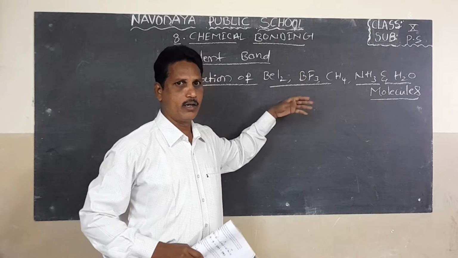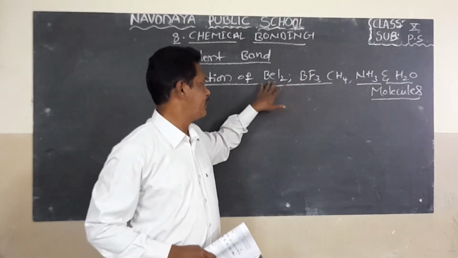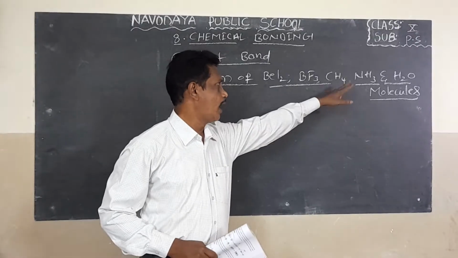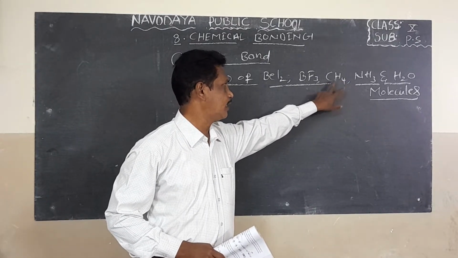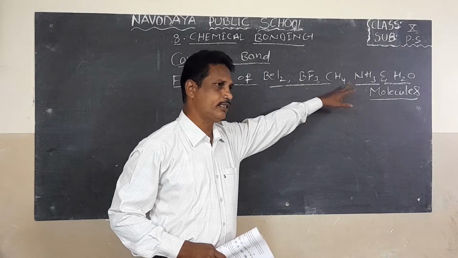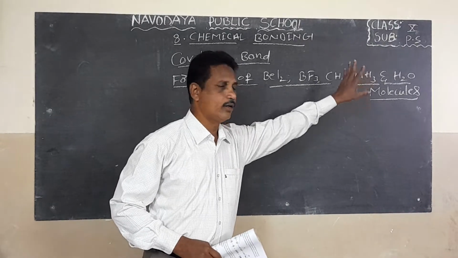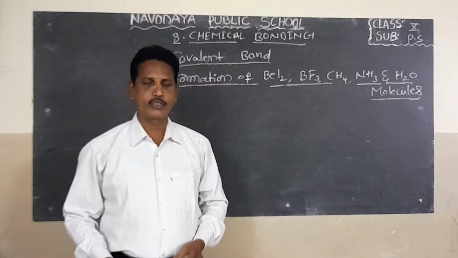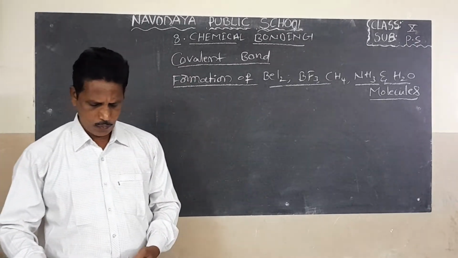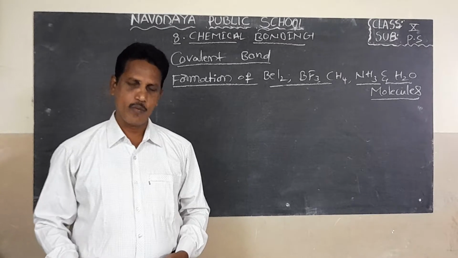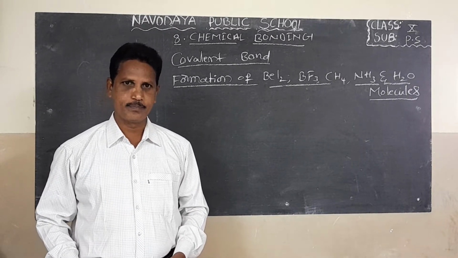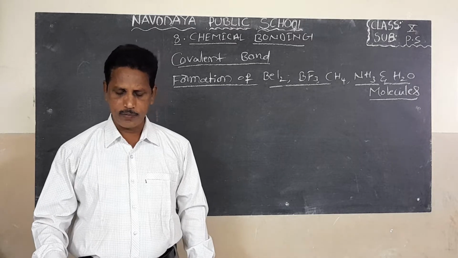Now, again, I will explain the formation of BeCl2, BF3, CH4, NH3. CH4 means methane, NH3 means ammonia, and the water molecule. First, all of you take your textbook and see page number 168, the third point.